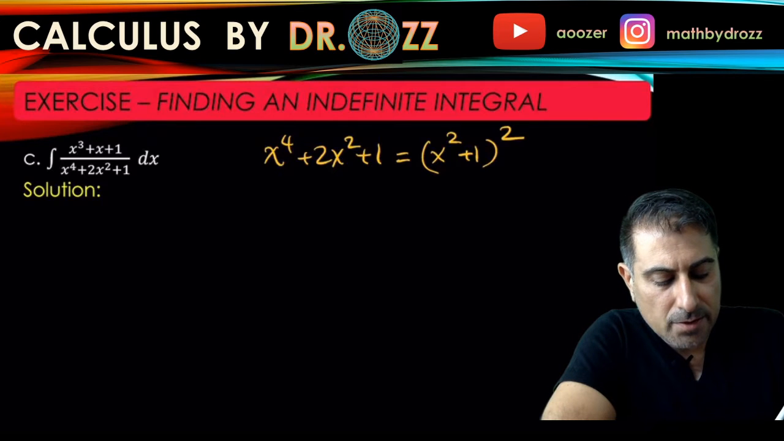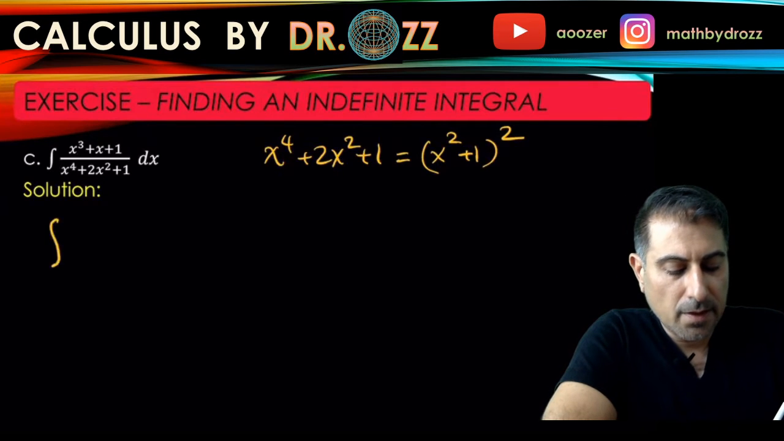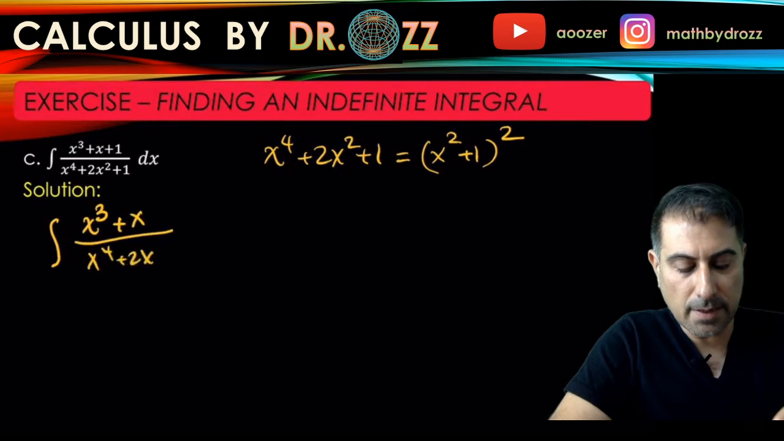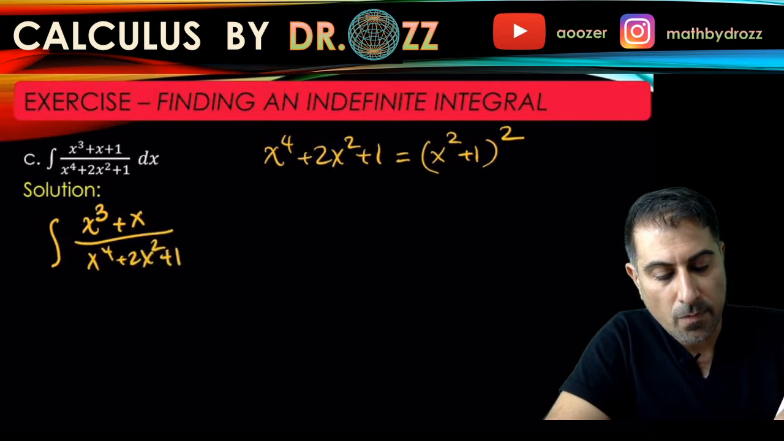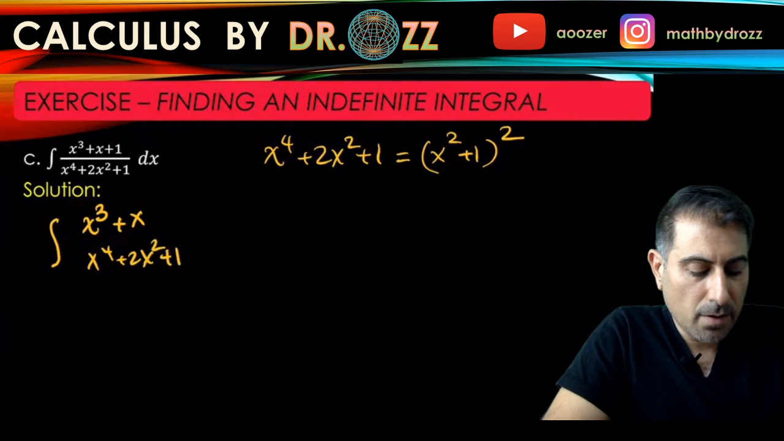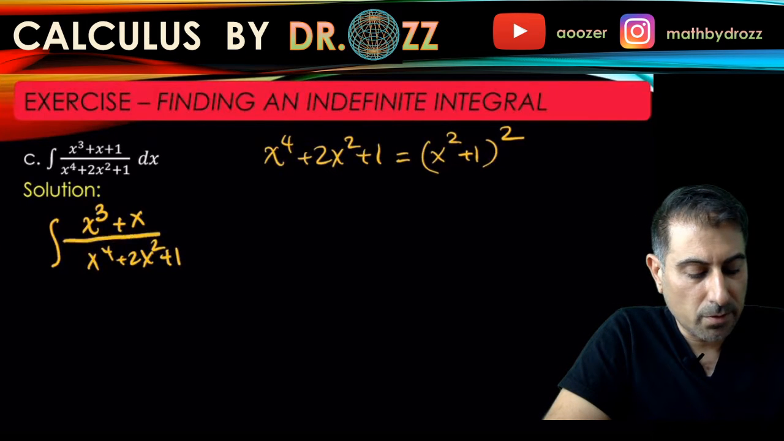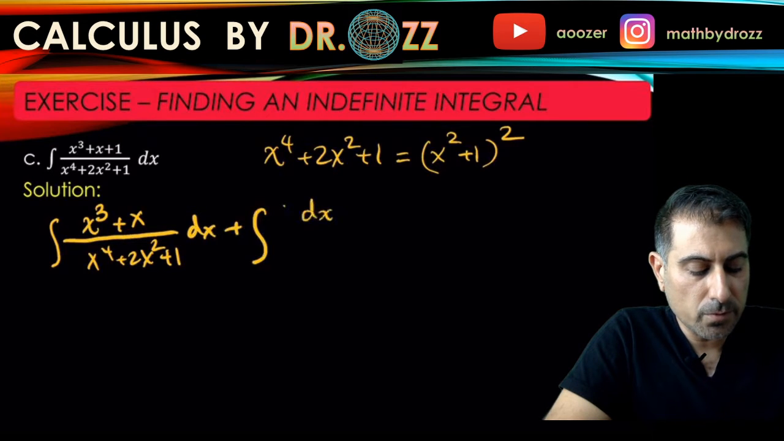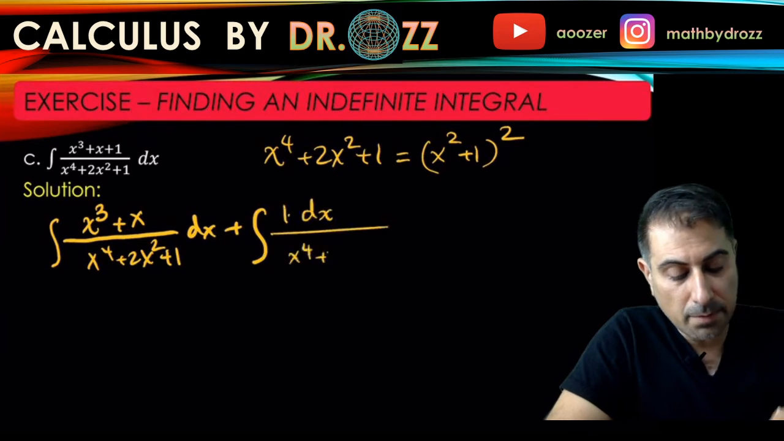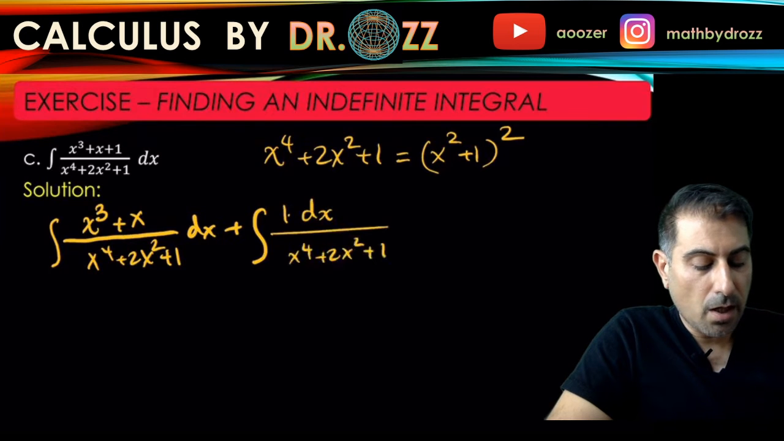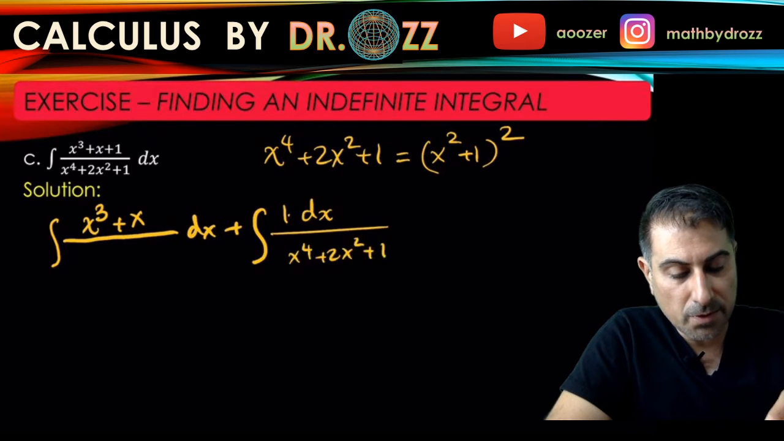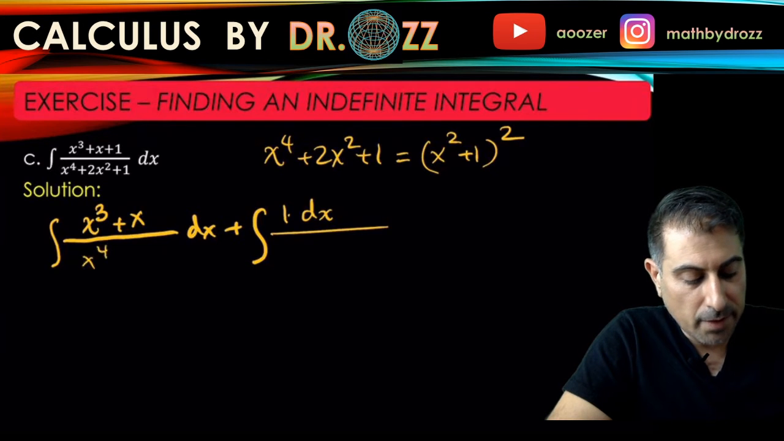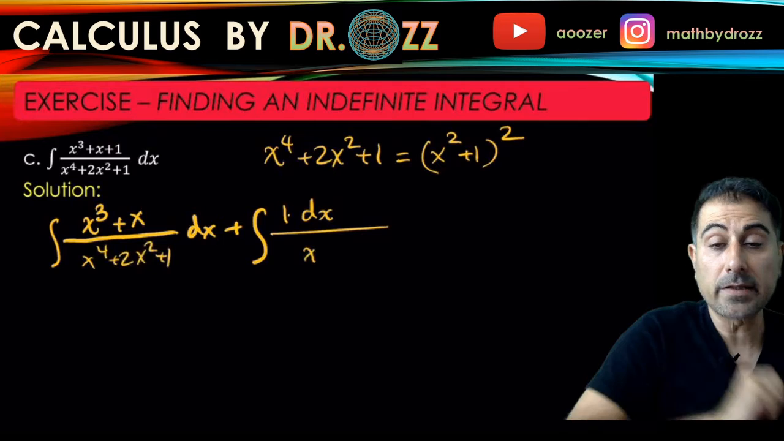So I have x cubed plus x over x to the fourth plus 2x squared plus 1. That's one part of the integral, right? And then I have the other part of the integral, so it's 1 dx divided by x to the fourth plus 2x squared plus 1. In fact, let me put that back, but for this one I'm going to write the bottom as a quantity squared, okay?